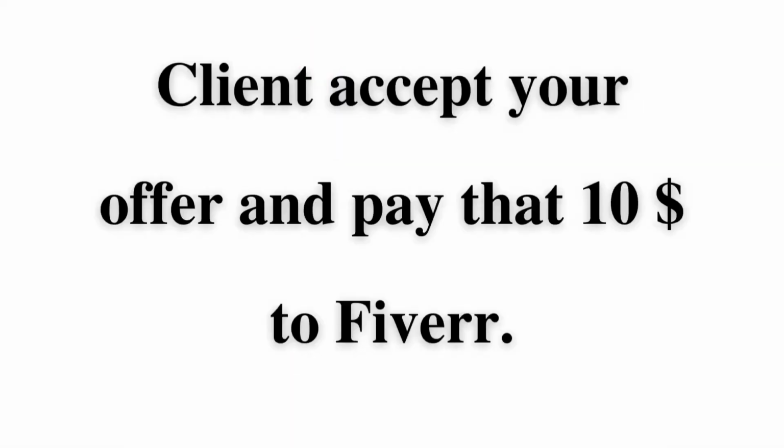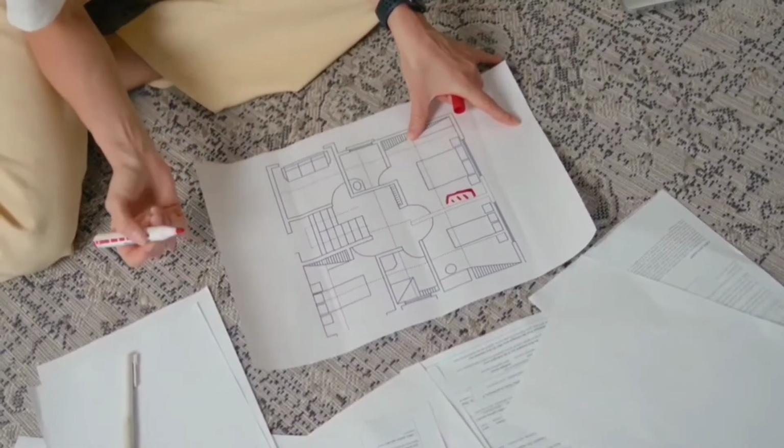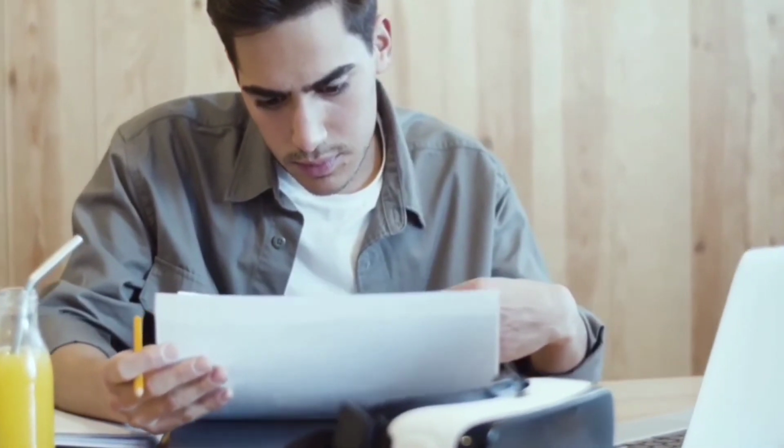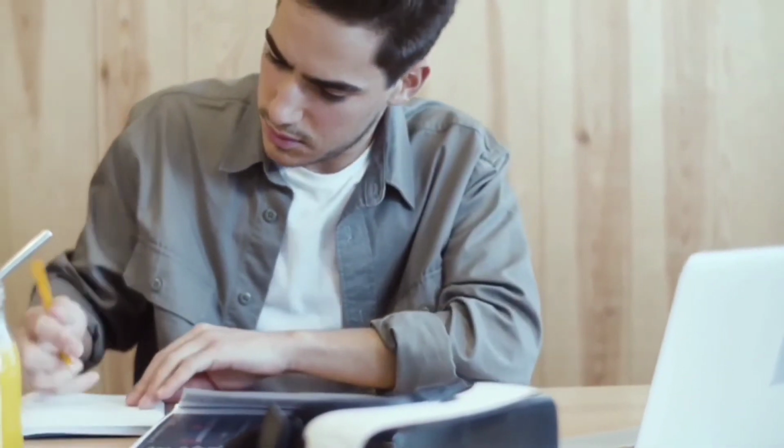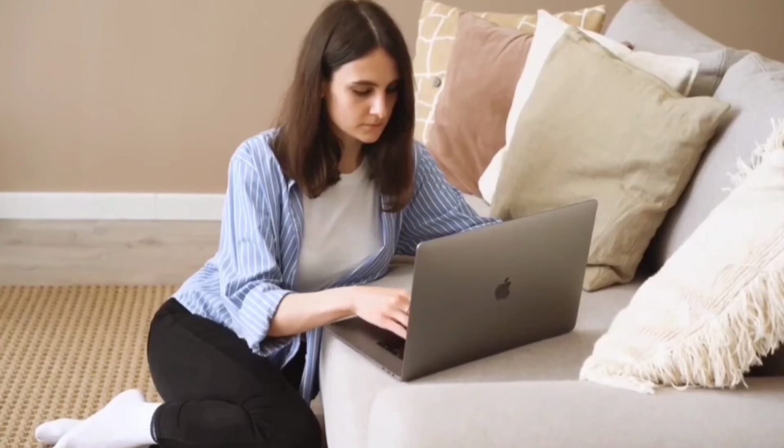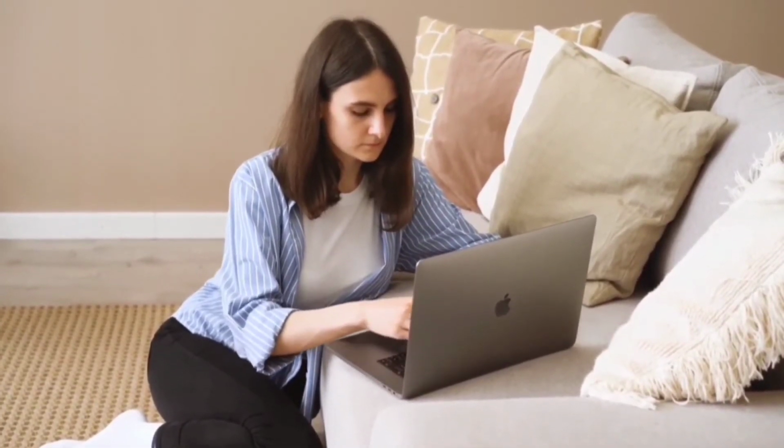Step number 4. Client accept your offer and pay that $10 to Fiverr. Then you have to complete the work in the given time and deliver that work on Fiverr. Step number 5. To deliver work and when you get payments. From a manage order section, you can deliver your work.